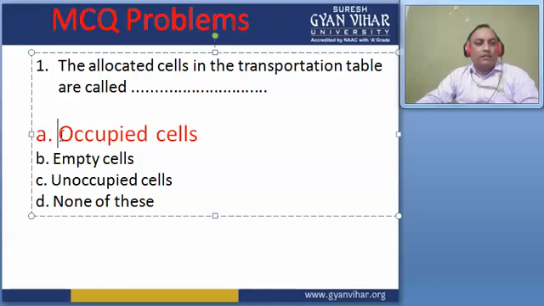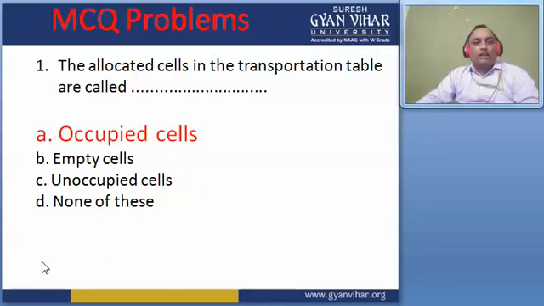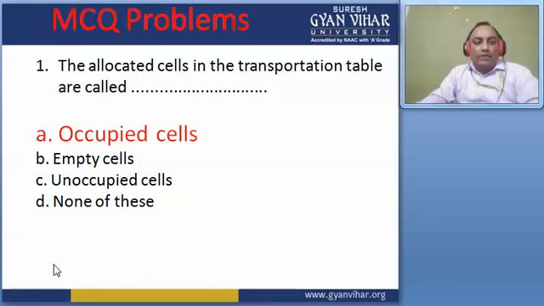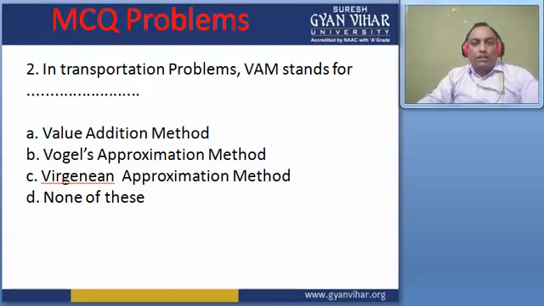Here are these MCQ problems. The allocated cells in the transportation table are called what? These cells which are allocated are called the occupied cells, right? So the right answer for this question is occupied cell. And then let's move to the second question.